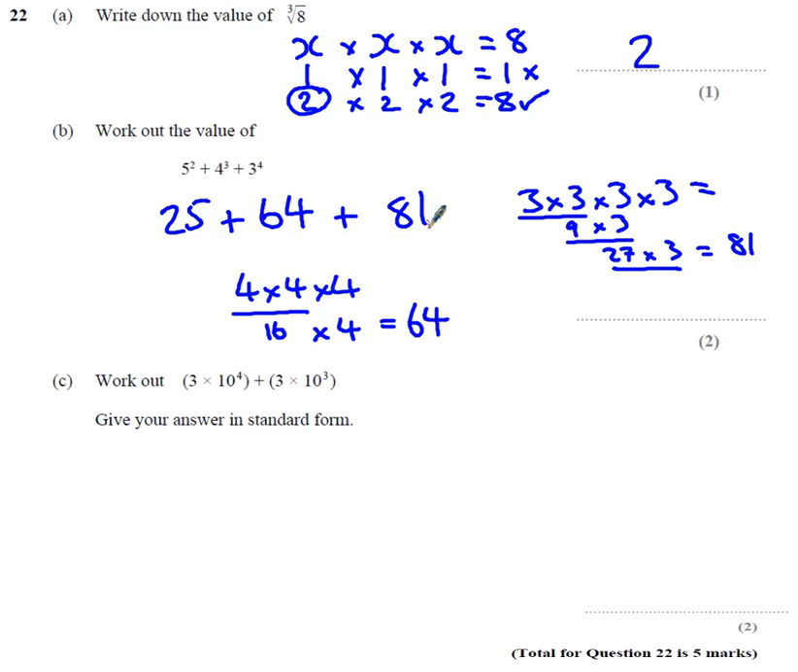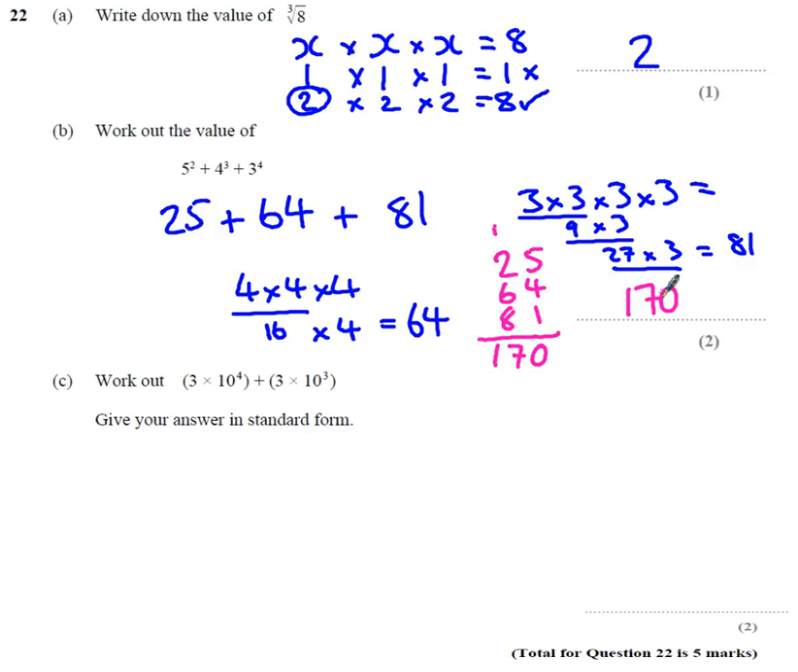So if I just use a column method here, I'll just change my colour a little bit because it might get a little bit confusing. So 25 plus 64 plus 81. 5 plus 4 is 9, plus 1 is 10, so I put a 0 and carry my 1. 2 plus 6 is 8, plus 8 is 16, plus my 1 before is 17, so therefore it works out to be 170.